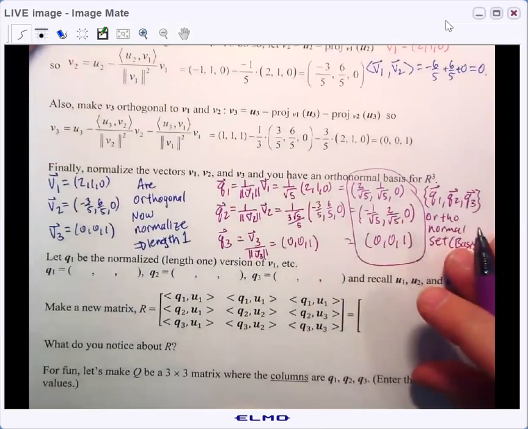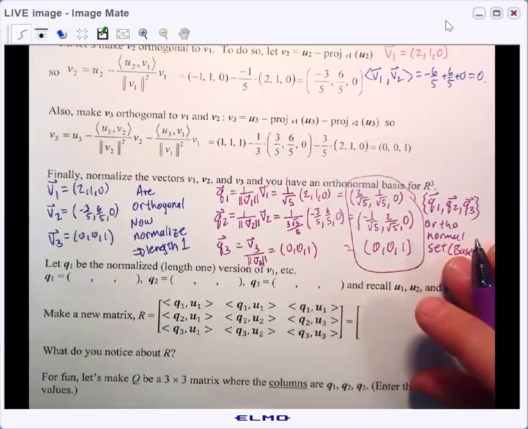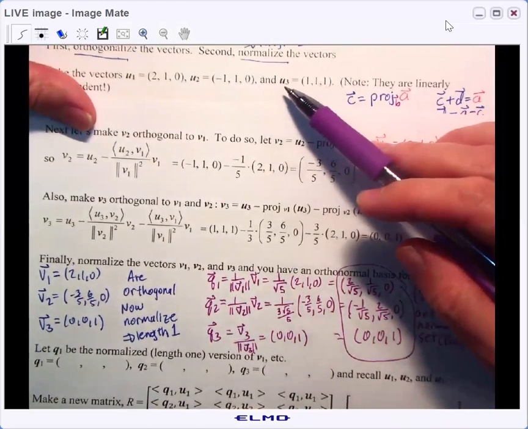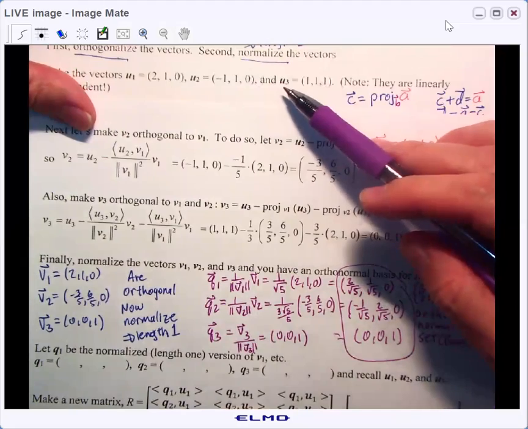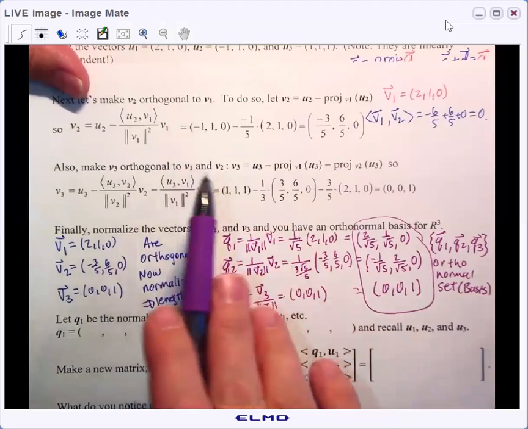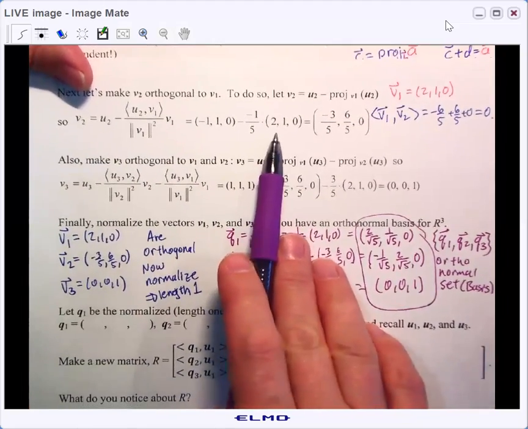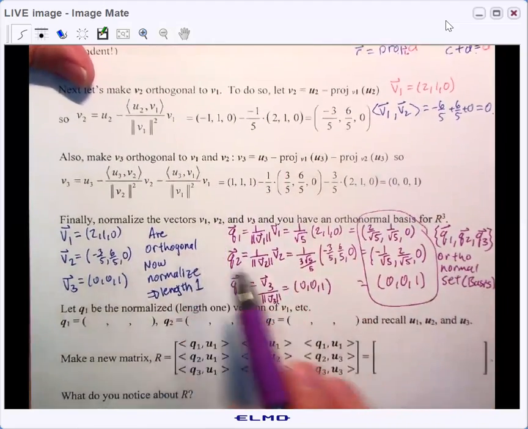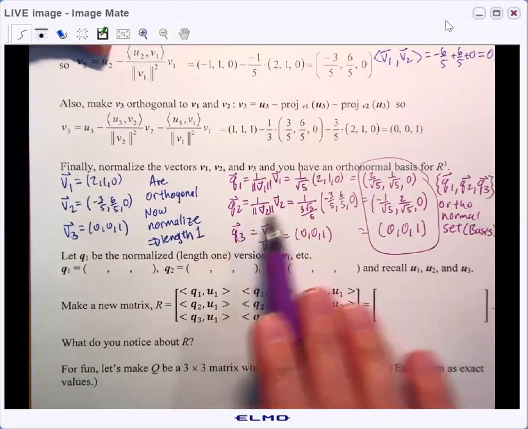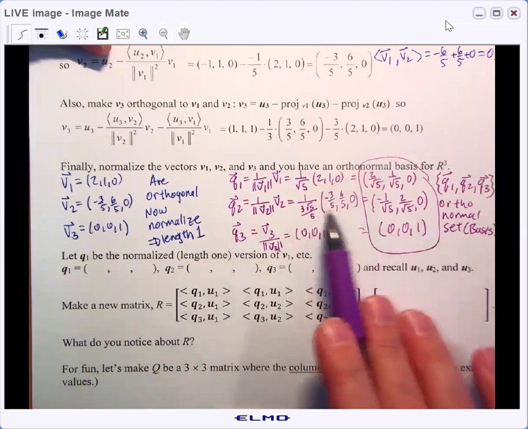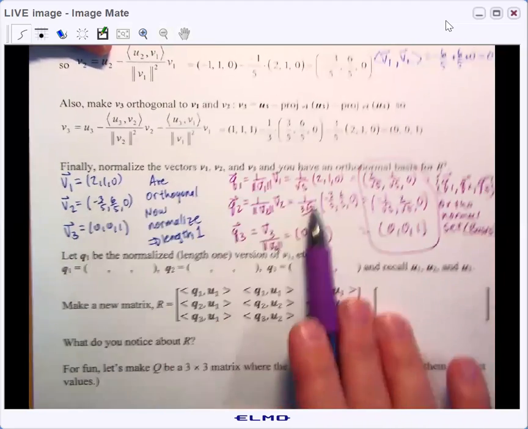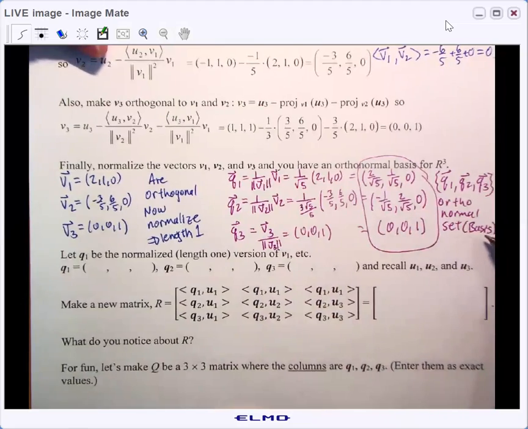Okay. So just a quick summary here. We started out with our non-orthogonal, non-length 1 vectors. We went to an intermediate step. We made vectors V that were all orthogonal. And then I did the last step of normalizing them. And so we did the orthonormal. So we went from U to V to Q so we could finally get the orthonormal set.